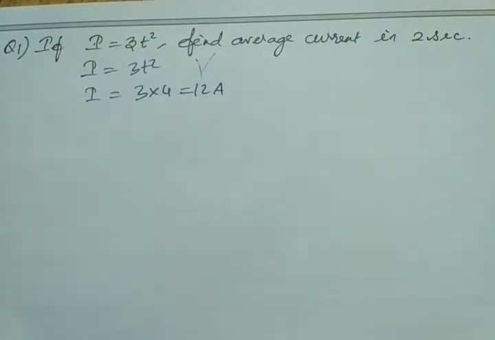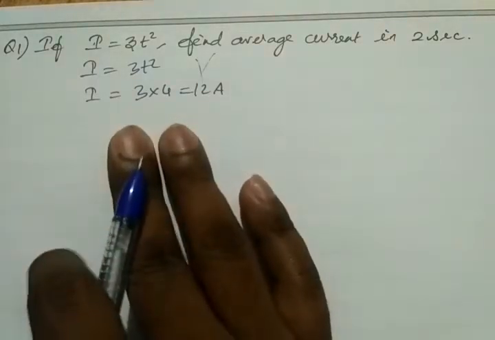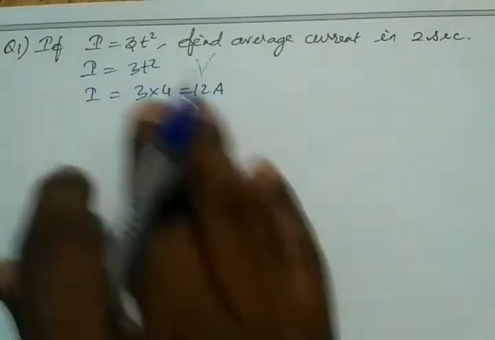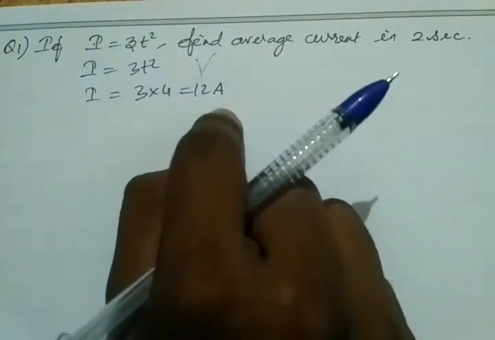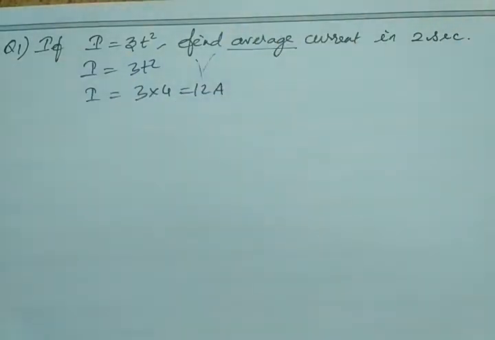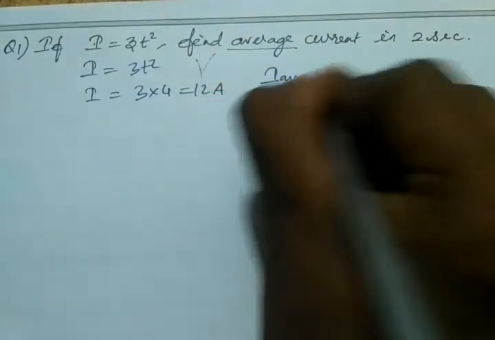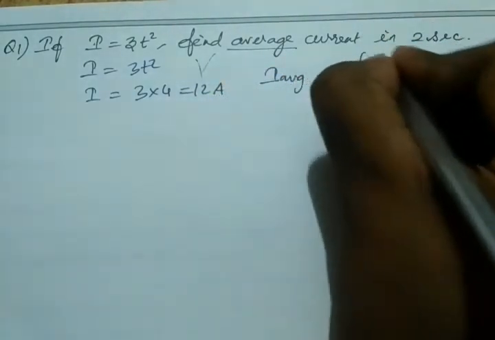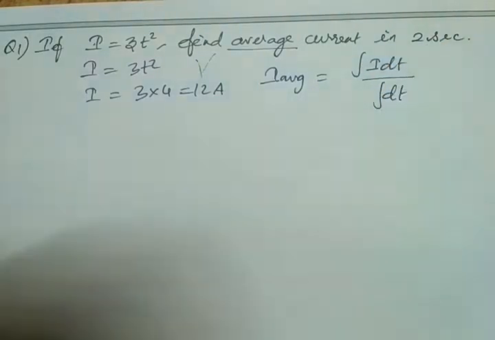For that also you have to find the value of q, then you have to integrate that q, then you will get instantaneous current somewhat like this. Or if it is given as 3t square directly, then you can substitute the t value directly, you will get instantaneous current as 12 ampere. But the question is here we have to find the average current. So use the average equation. I average equal to integration of I dt divided by integration of dt.